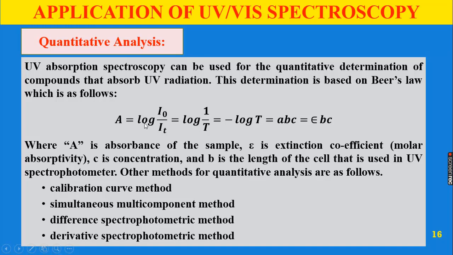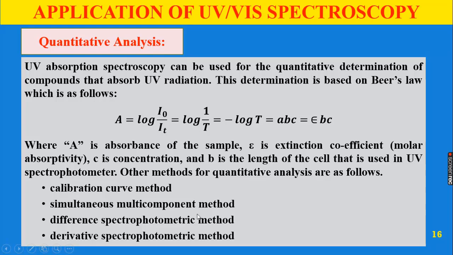Absorbance is equal to log I naught over I T, meaning incident light over transmitted light, and in transmittance form it is log 1 over T or minus log T, which is equal to epsilon b c. So we can quantitatively analyze by using different methods: calibration curve, simultaneous multi-component method, different spectrophotometric method or derivative spectrophotometry. In general, the common method used is the calibration curve.